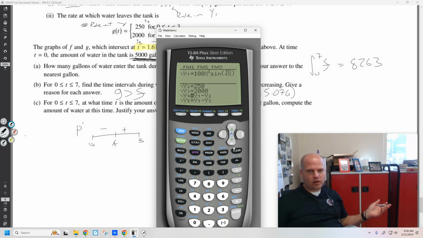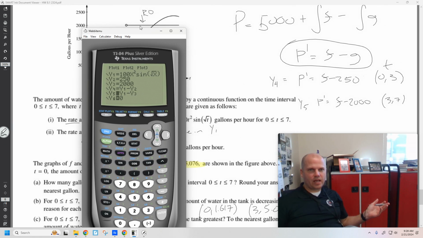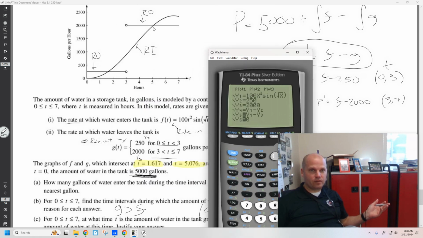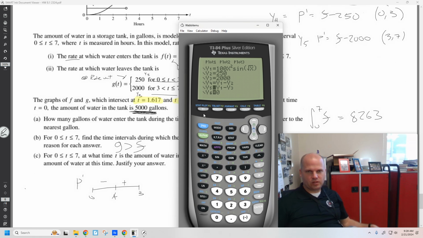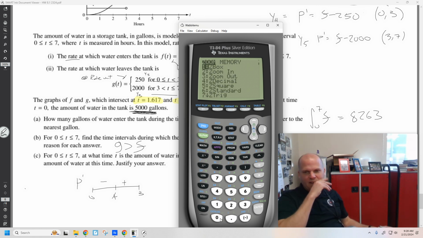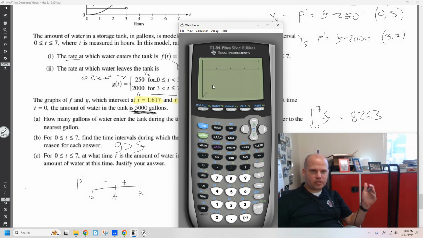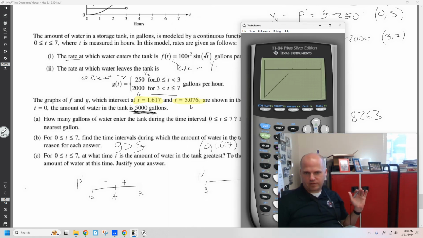Now let's graph y5 from 3 to 7. What do we expect to see from 3 to 7 is, again, a negative derivative, then a positive derivative. Because rate out is bigger than rate in, then rate in is bigger than rate out. So it's kind of like a repeat of this, only we're going to have a B. So 3 to 7, let's zoom fit this. And I should see a negative derivative. The intersection should be at 5.076, then a positive derivative. That's exactly what I see.